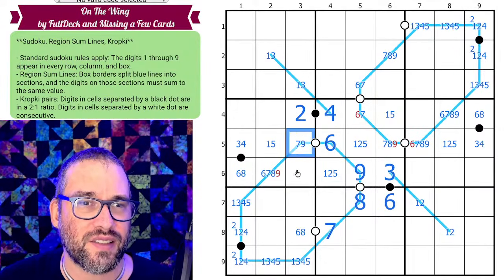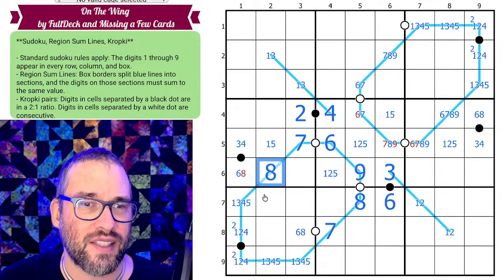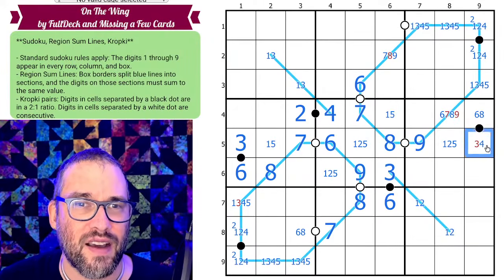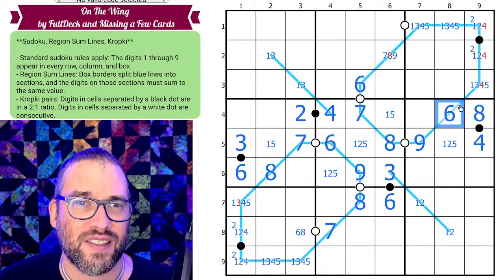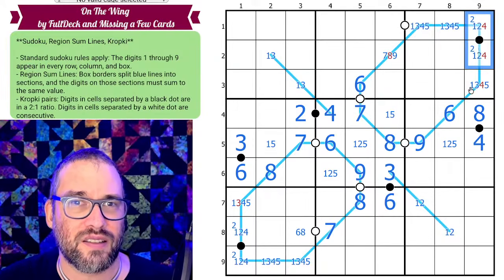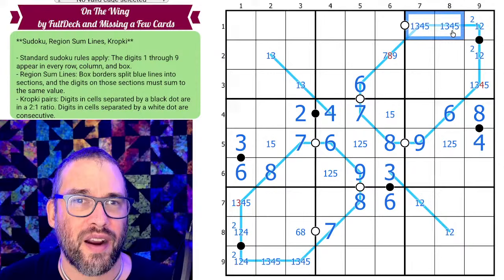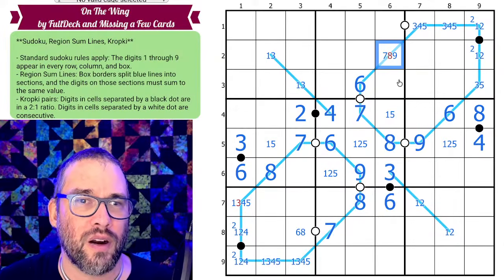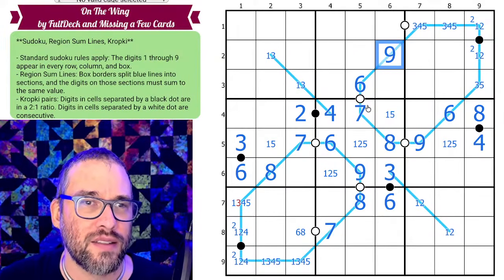That's a 6. That's a 7. That's an 8. That's a 6. That's a 3. That's a 7. That's a 6. That's an 8 and a 9 and a 4 and an 8 and a 6. This is now a 1-2 pair. No 1. No 1. 4. This is just a 9.